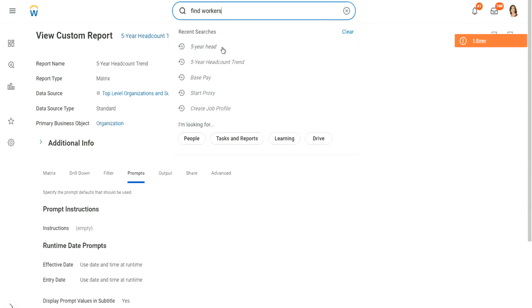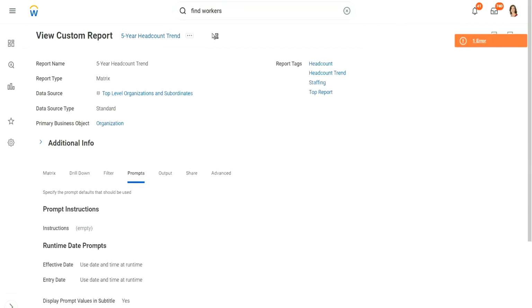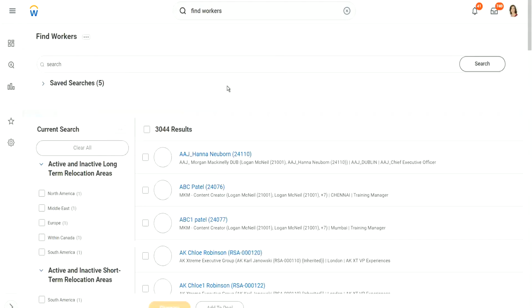Find Workers. Let's look at this report. Now, does this report look similar to what we saw before?